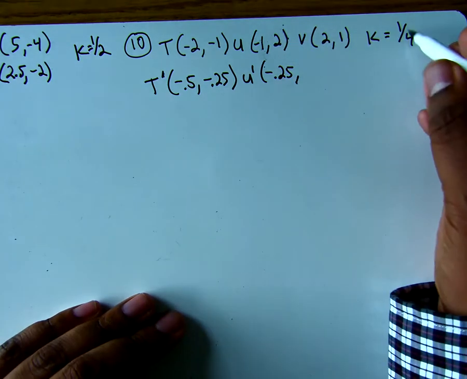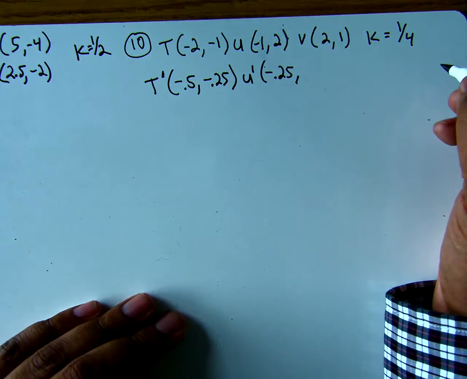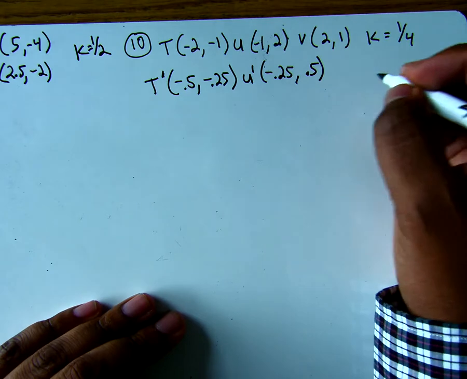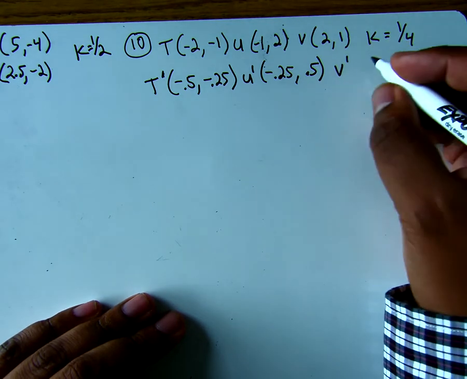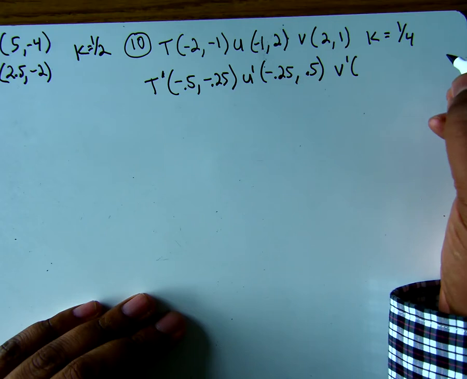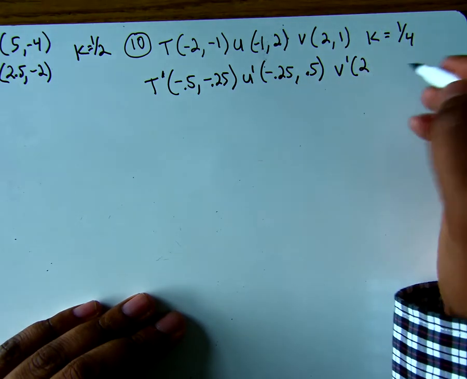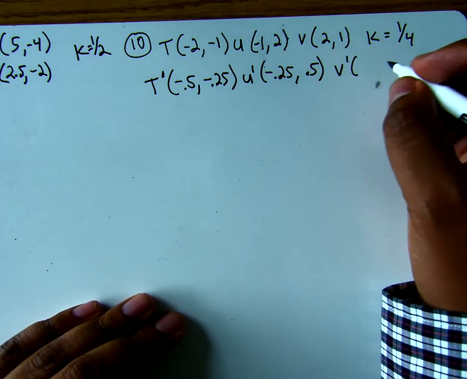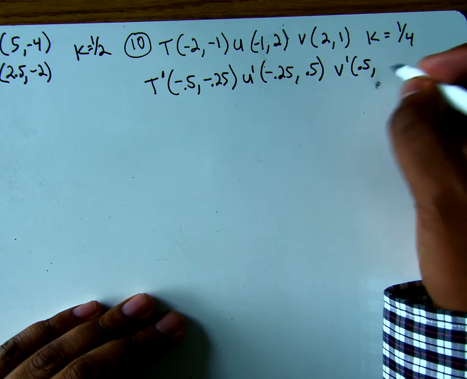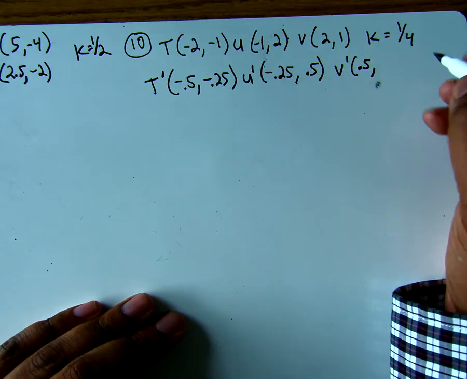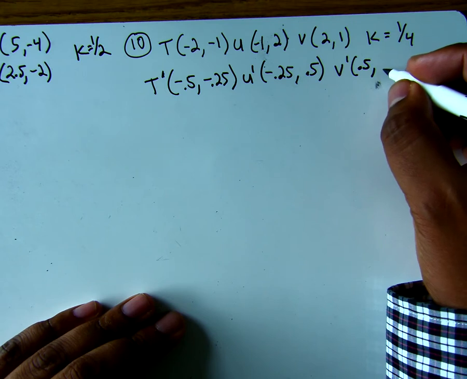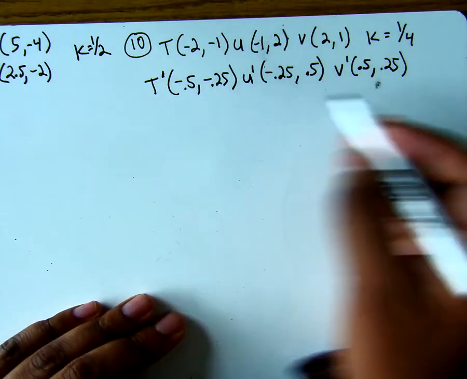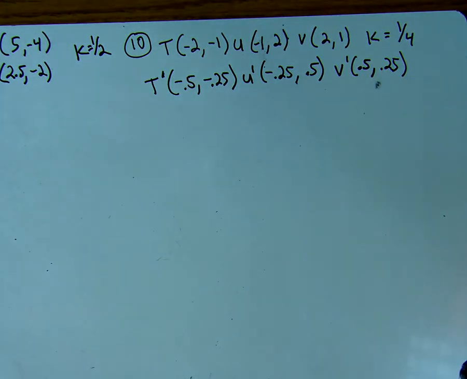All right, now the y coordinate, 1/4 times 2, it's going to be 1/2, which would be 0.5. Now for the v, we're going to have 2 times 1/4, which is 1/2, 0.5. And finally, 1/4 times 1 is going to be 0.25, or 1/4. Okay, so this will be the coordinates of our figure.